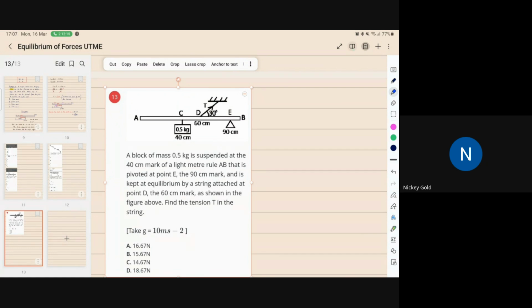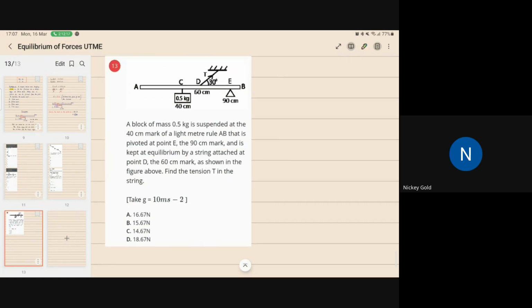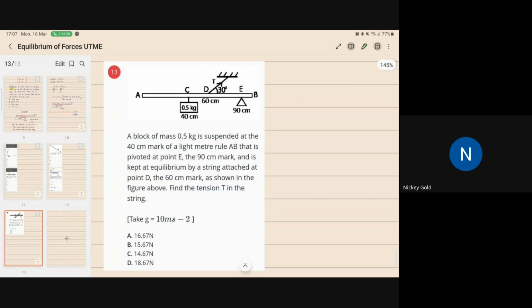Okay, so look at this one. The angle is inclined. It has an inclined angle. So I'm going to solve just one of them, right? Then maybe we'll see how it goes much later.